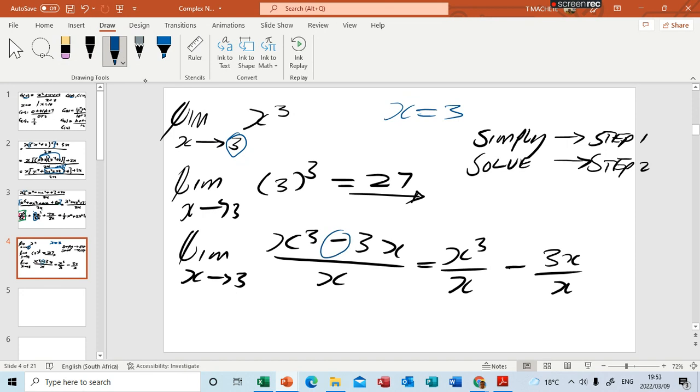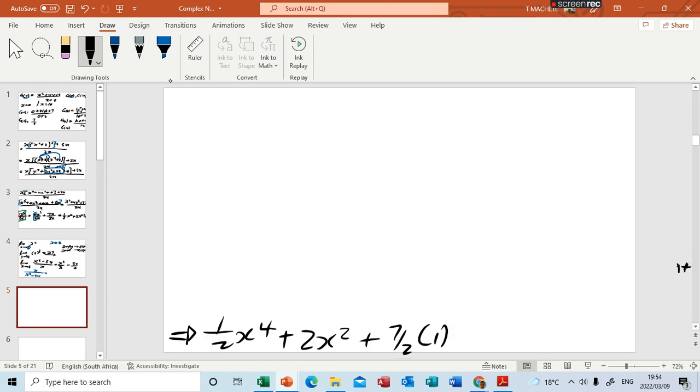Let me show you something else. You only split it if it's like this. If it was like this, x over x cubed minus 3x, you cannot split this. You cannot split this. What you can do with this question, you can't split it like I did here with the sign. You can't do that. We're going to get to this one. Let me write it on the next slide.